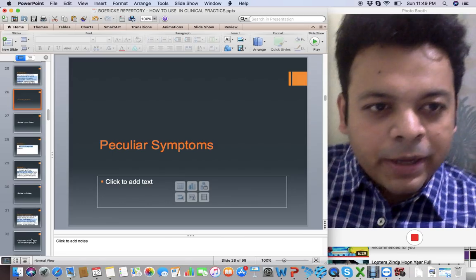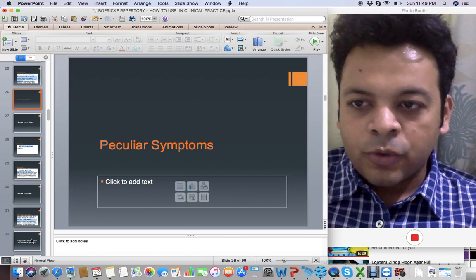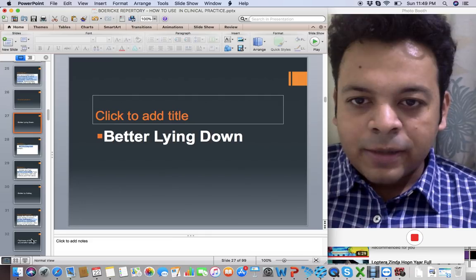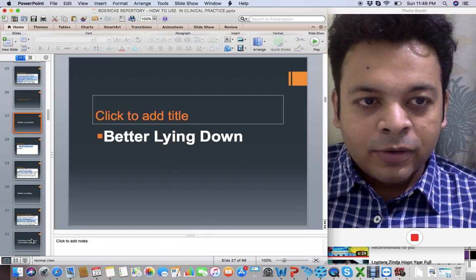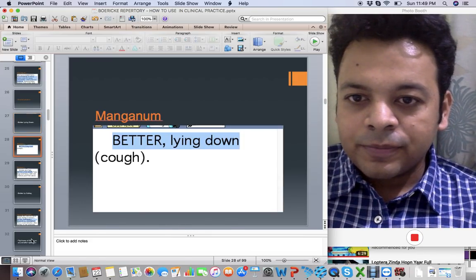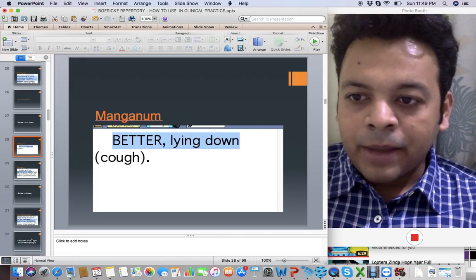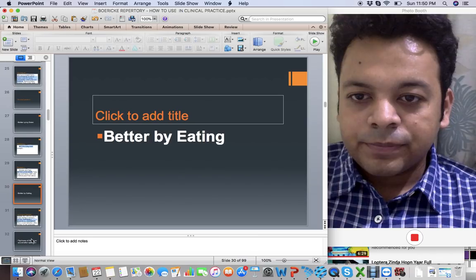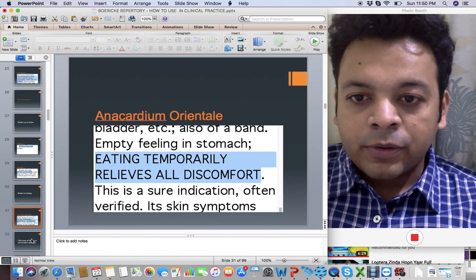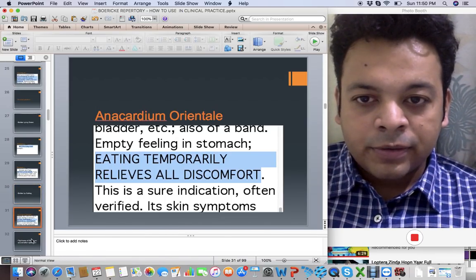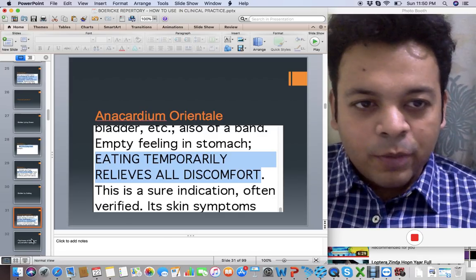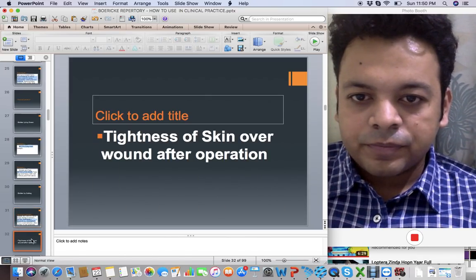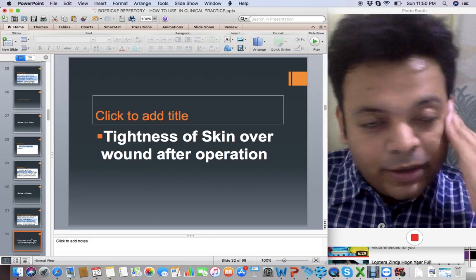There are many, many peculiar symptoms if you want to use Boericke Repertory. For example, cough better by lying down. Emotionally better by lying down. You can see the remedy Manganum aceticum. Better by eating. You can see Anacardium orientale. This is a very simple thing, but I want to give you a basic idea. I will tell you one very interesting case.